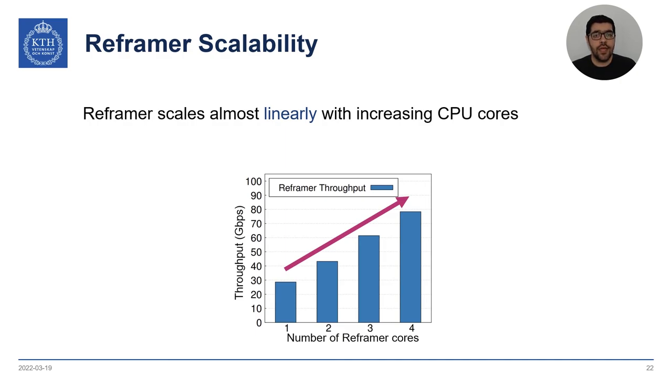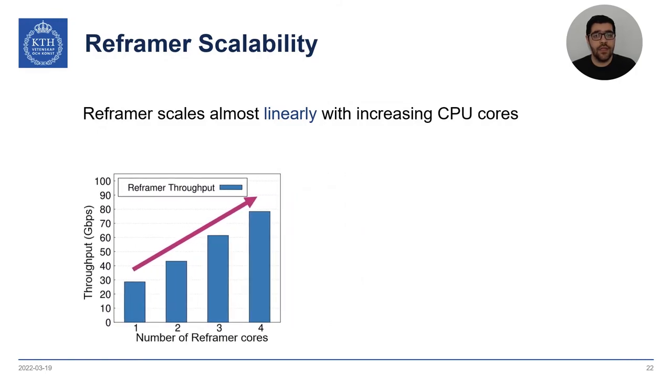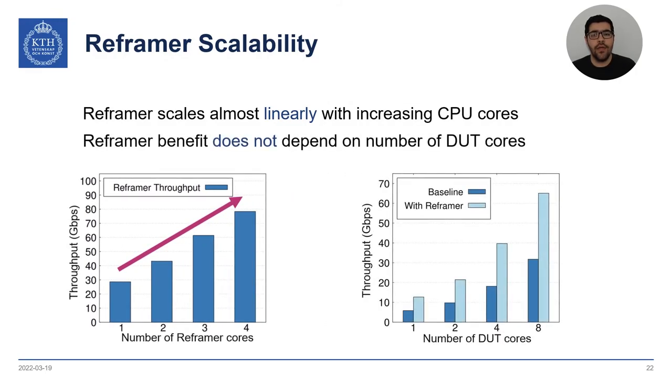We also show that the performance benefit for the DUT is independent of the allocated CPU cores on the DUT. It means the improvement is almost the same for various numbers of cores, and parallelism is not a restriction or an issue for that.